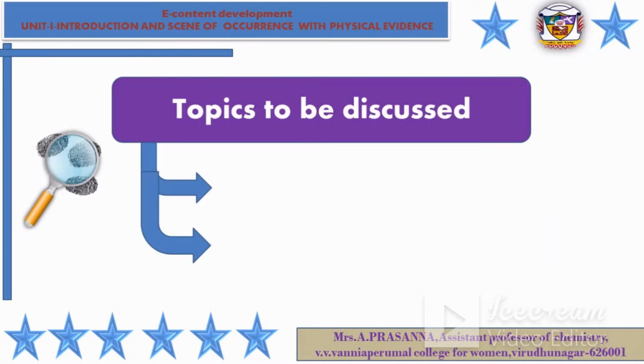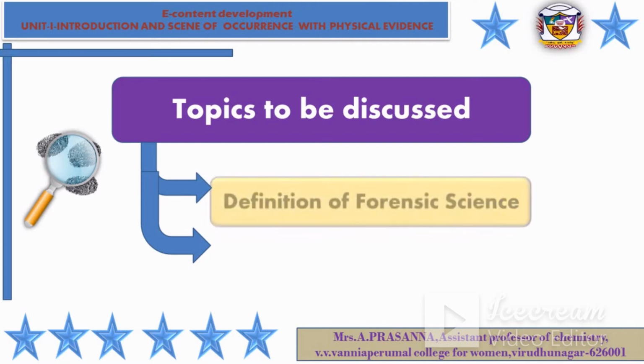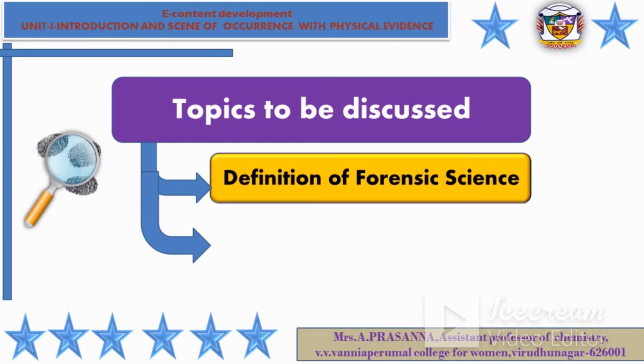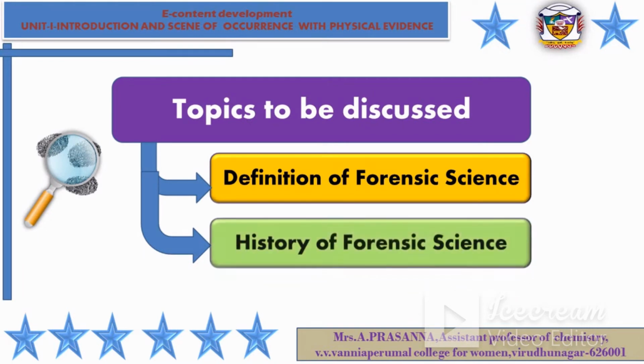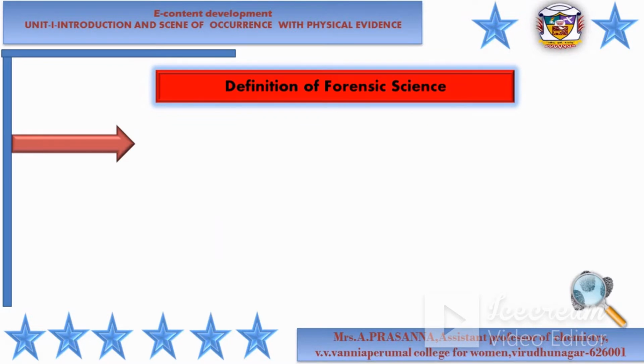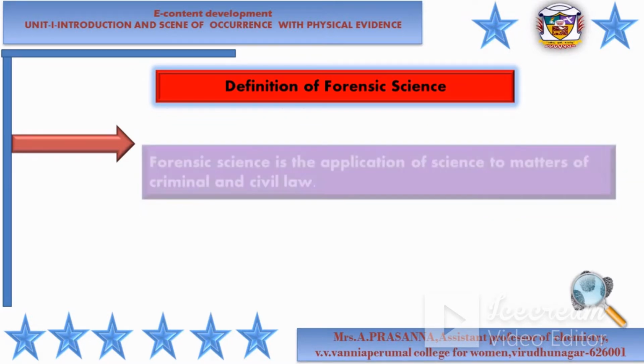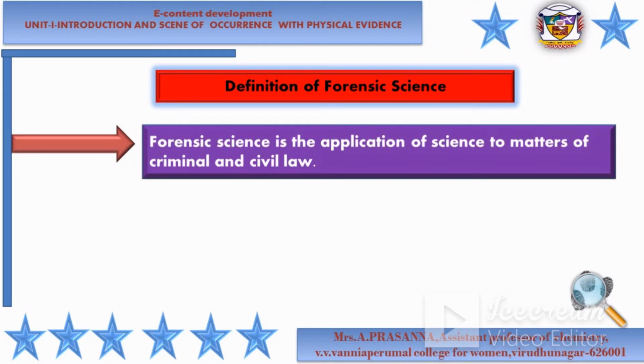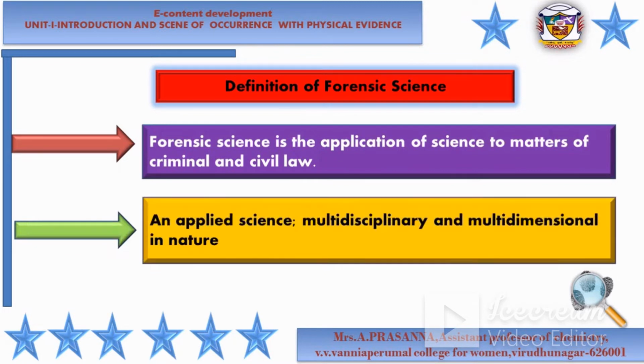In this video, we are going to discuss the definition of forensic science and history of forensic science. Let us see the definition of forensic science. It is the application of science to matters of criminal and civil law. It's an applied science which is multidisciplinary and multidimensional in nature.